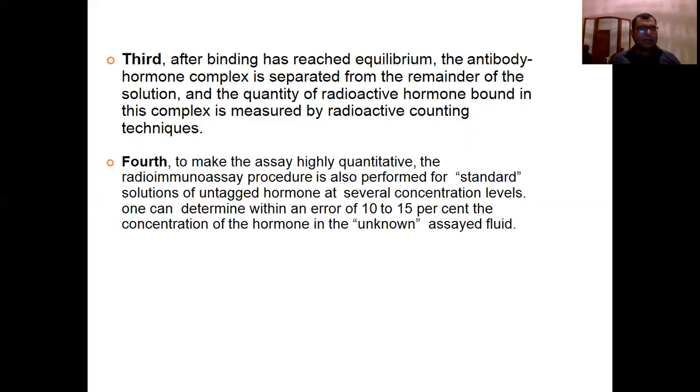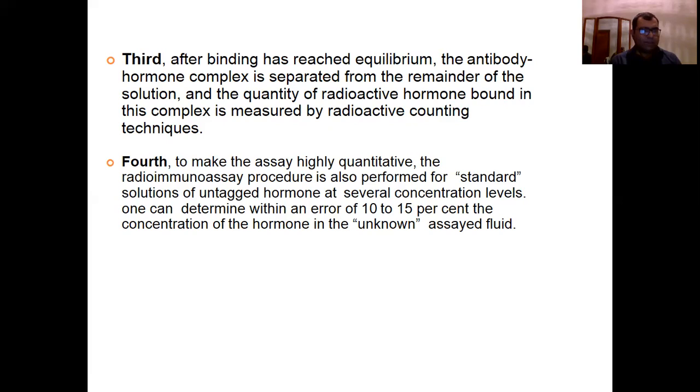Third, after binding has reached equilibrium, the antibody-hormone complex is separated from the remainder of the solution, and the quantity of radioactive hormone bound to this complex is measured by a radioactive counting technique. If a large amount of radioactive hormone has bound with the antibody, it is clear that there was only a small amount of natural hormone to compete with the radioactive hormone, and therefore the concentration of the natural hormone in the assay fluid was low.